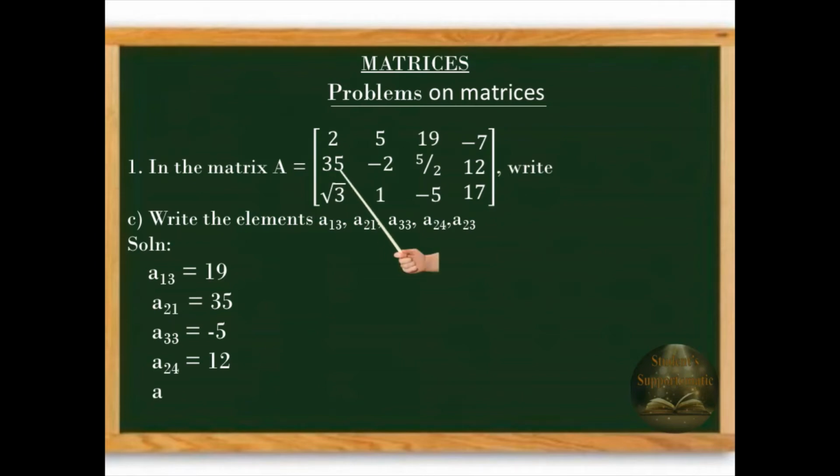And the next one is A23. That is second row, third column, 5 by 2. So here always the first number indicates the row number, and the second number indicates the column number. So we will get the position by the numbers. 2, 3 means second row, third column. That element is 5 by 2. So this is the first problem. Let's go for the next problem.